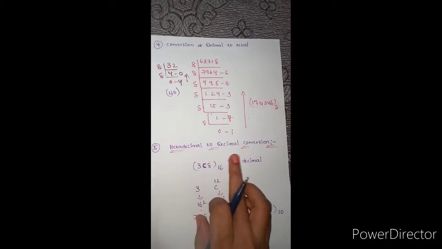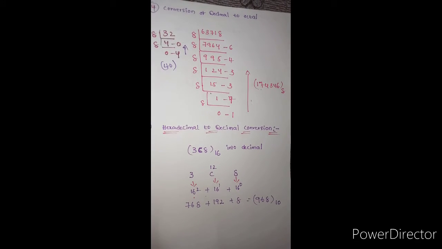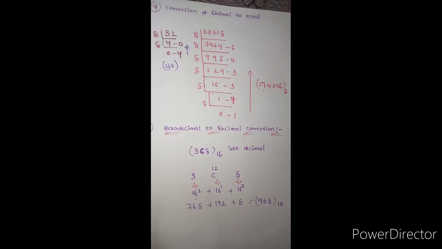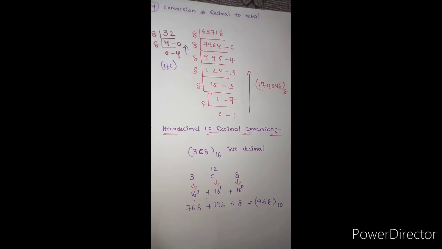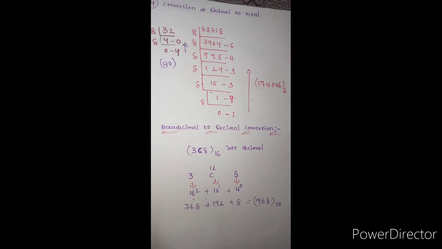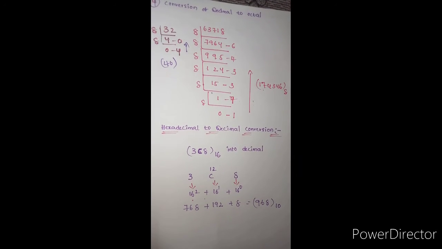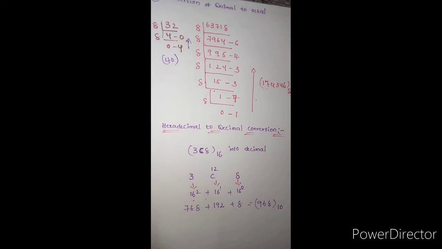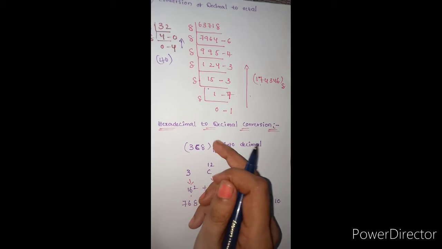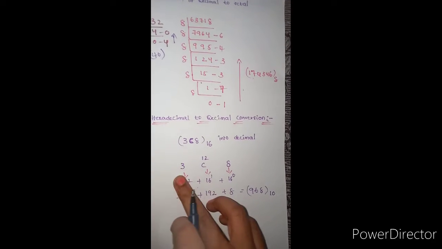Next one, hexadecimal to decimal conversion. To convert hexadecimal to decimal, we put the value of each digit from the least significant, that means 0 to 9 and A to F are used in hexadecimal numbers. Multiply each digit by its weight and add the resulting products. That means, see here, I am taking 3C8. This hexadecimal data is converted to decimal. Here 3C8.